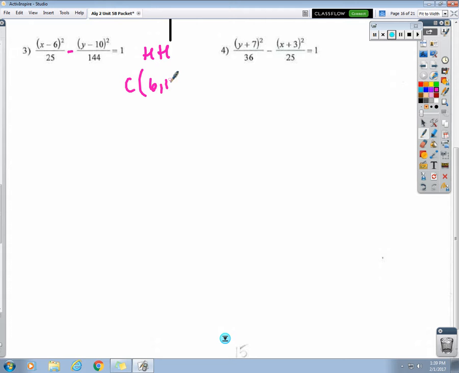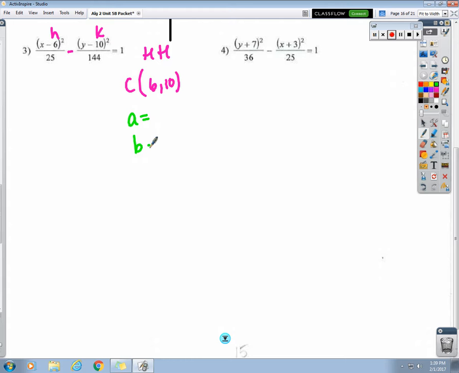Okay, to find the center, guys, you're just looking at the h and k. And they're always the opposite. Since it's minus 6, it's plus 6. Minus 10 means plus or positive 10. Now we need to find the foci.